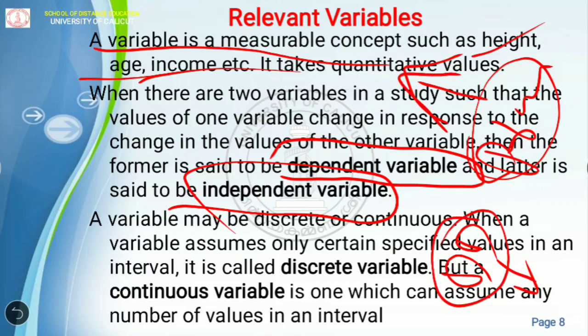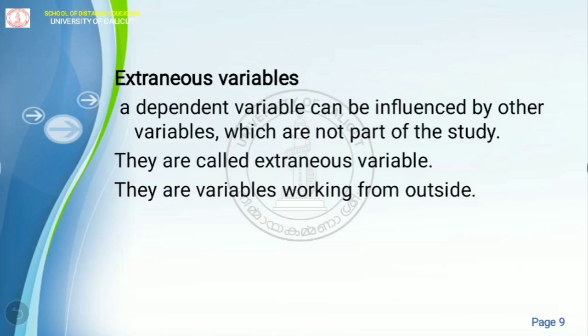So here the price is an independent variable because demand depends on price, and the demand is the dependent variable. Demand depends on the price. When the price increases, the demand decreases. So we will have two very important variables, that is dependent variable and independent variable.